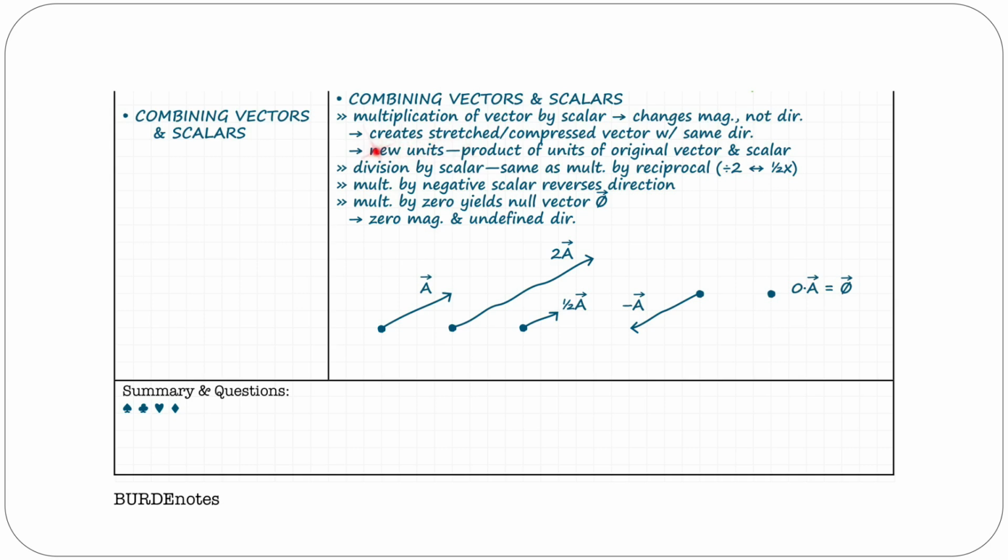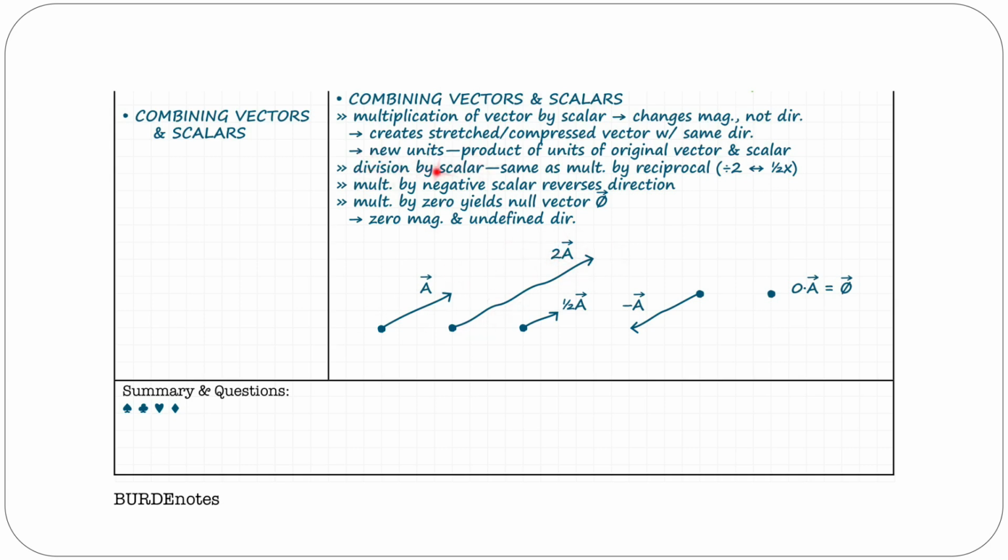The new units of this product of a vector and a scalar will be the product of the units of the original vector and of the scalar. We'll see many more units as we move into future modules. Let's say here is vector 2A. Notice that vector 2A is along a parallel line as vector A, but vector 2A has twice the magnitude of vector A. When we multiply by 2, we're doubling the magnitude, but we're pointing along parallel lines.